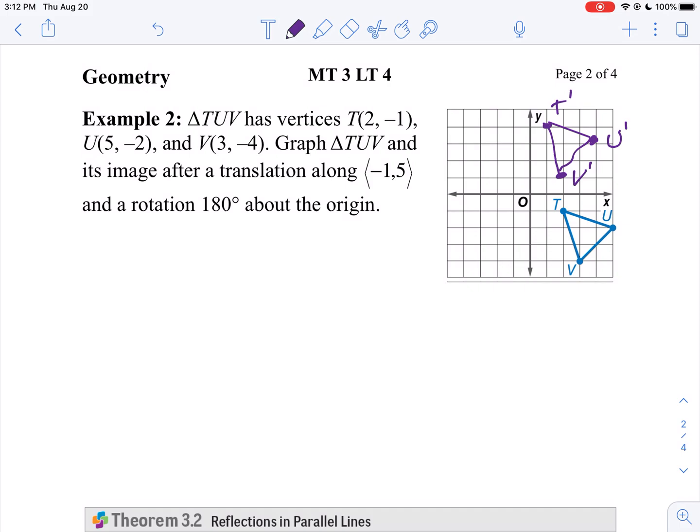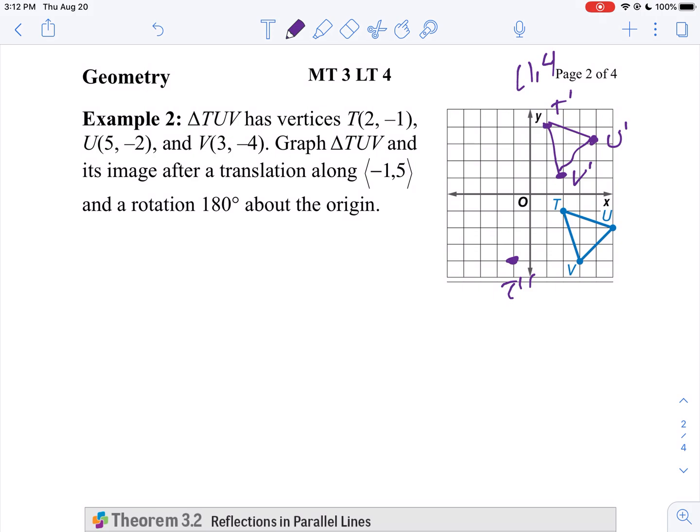Now I'm going to take each of my points and do a 180 degree rotation around the origin. So point T right now is at (1, 4). So that means it'll be at (-1, -4). Let me redraw that because that didn't correspond very well.